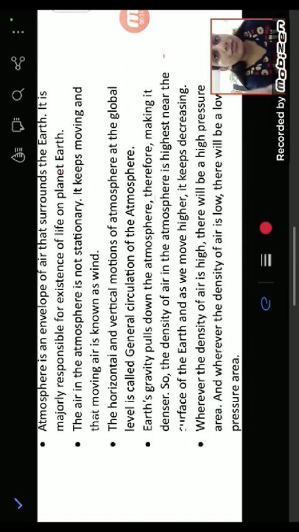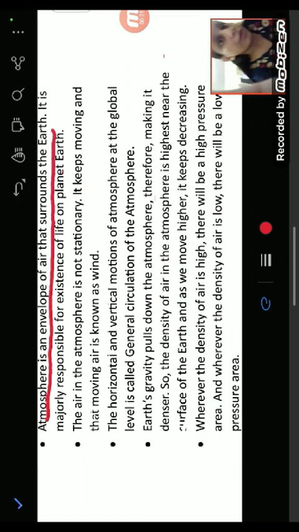So atmosphere is an envelope of air that surrounds the earth, or it's a blanket of air that surrounds the earth. It is majorly responsible for the existence of life on the planet Earth. That means because of this atmosphere only, and it is one of the major reasons that life is possible on the planet Earth. Now, atmosphere is composed of air, and air is a mixture of several gases.